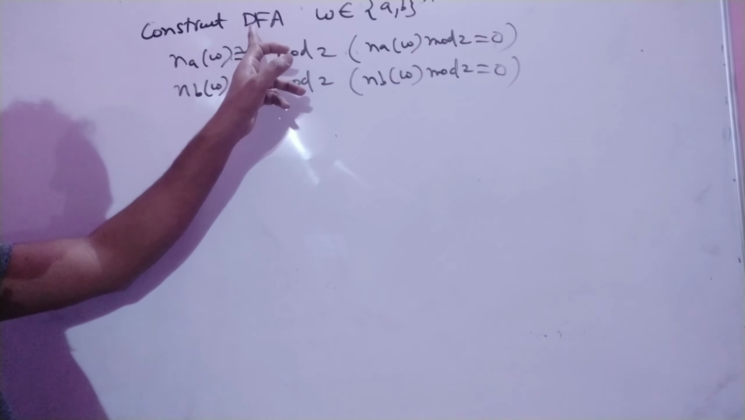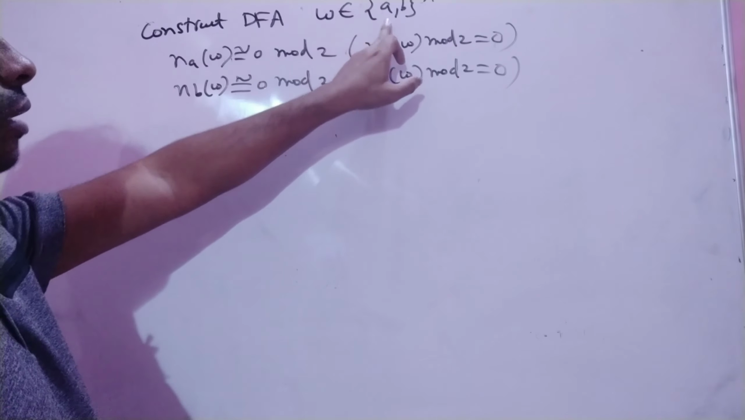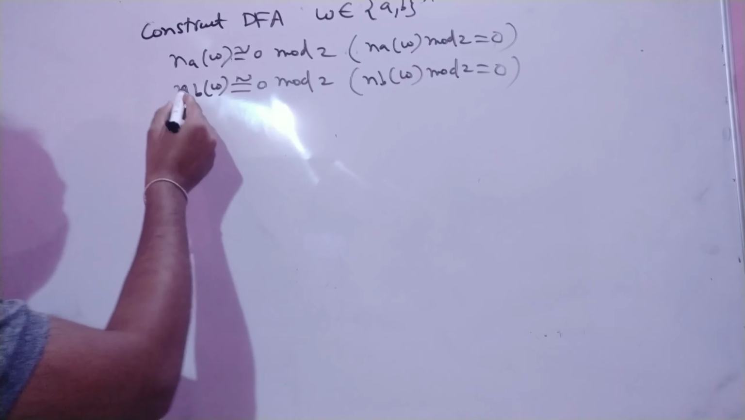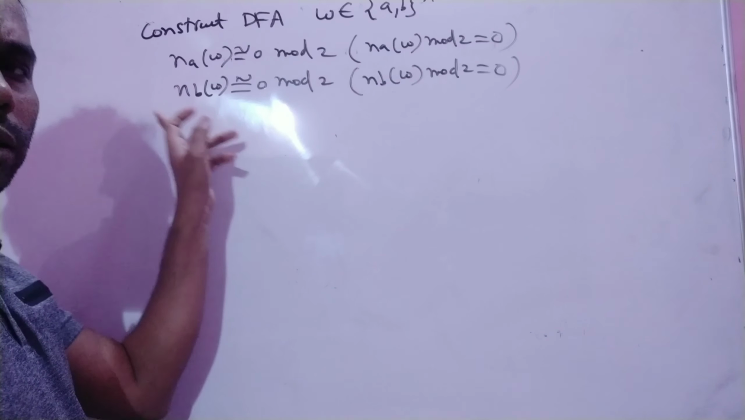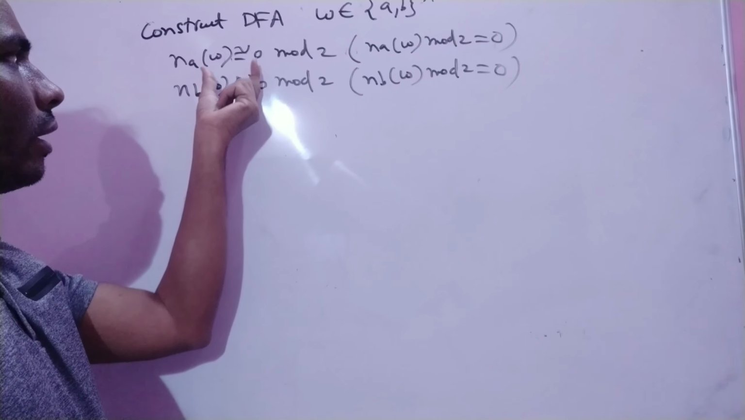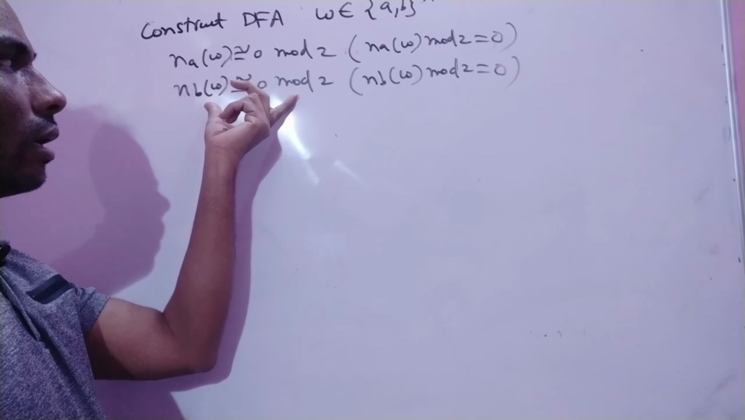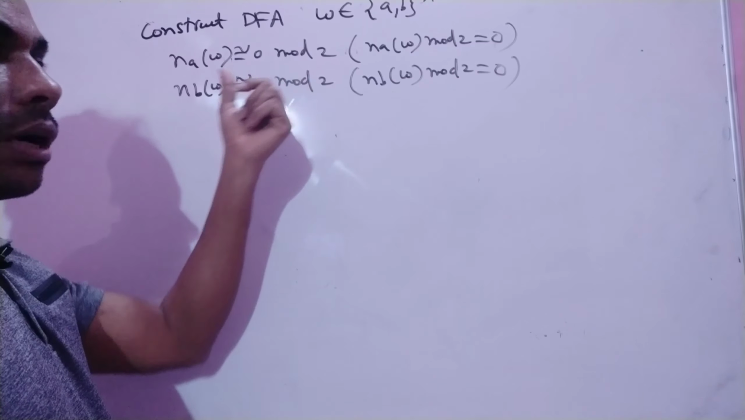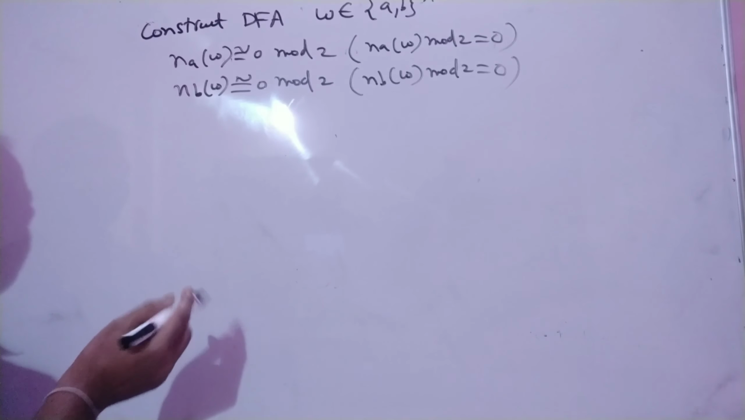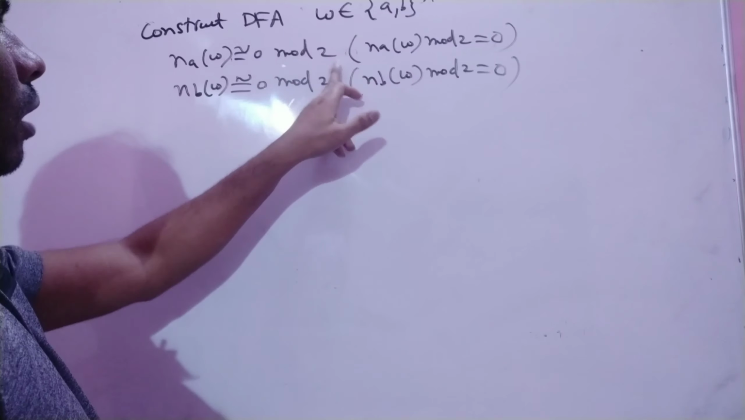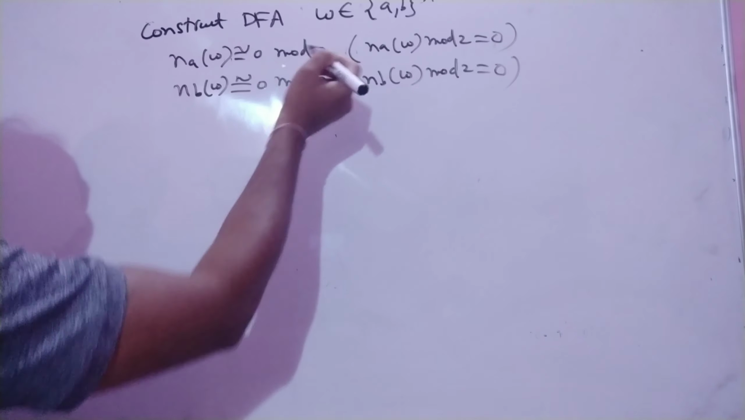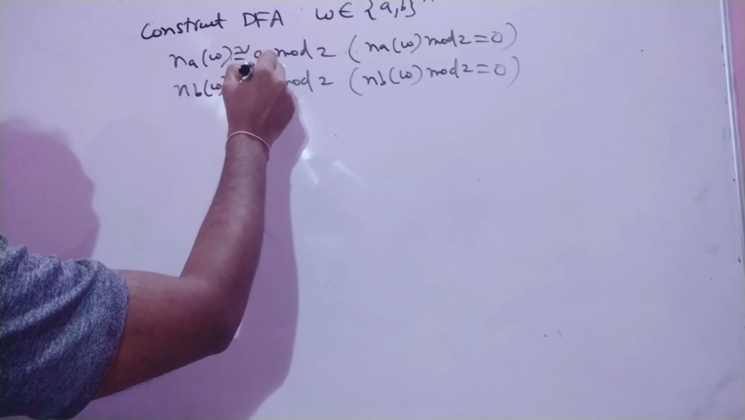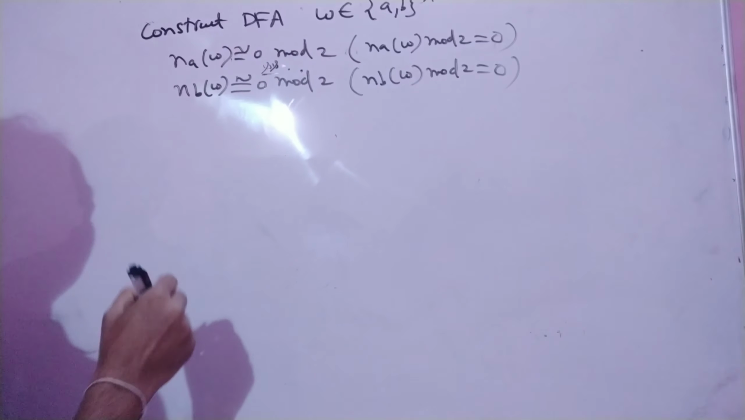Construct a deterministic finite automata, a DFA, over the alphabet {a, b}, that is, a subset of the Kleene closure of {a, b}. Then there is a restriction here on the number of a's and the number of b's. We already saw problems with a restriction only on the number of a's, and in most problems there is no restriction on the number of b's. But now we are going to see the case where both the number of a's and the number of b's are even.